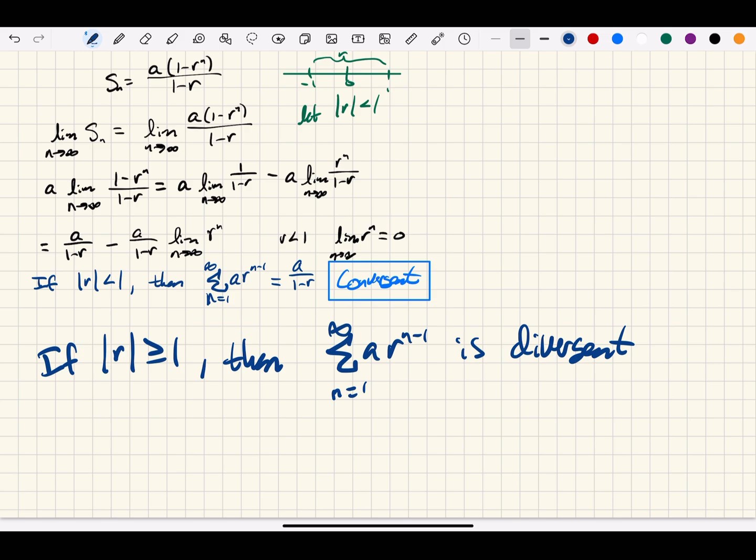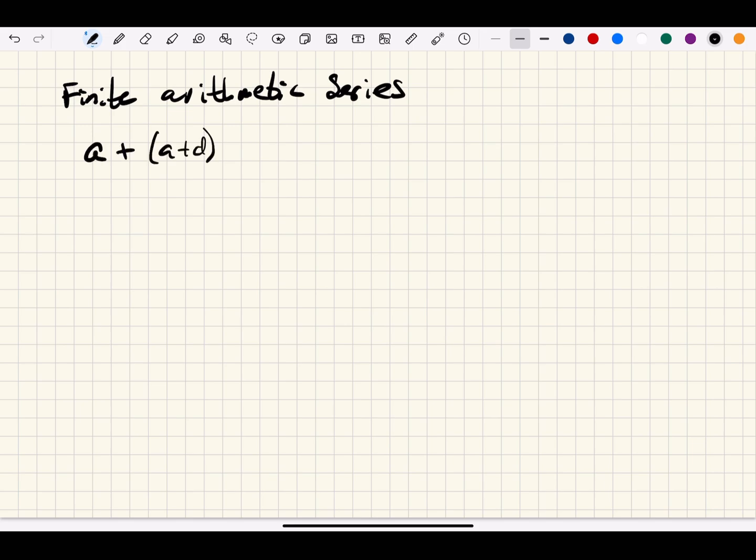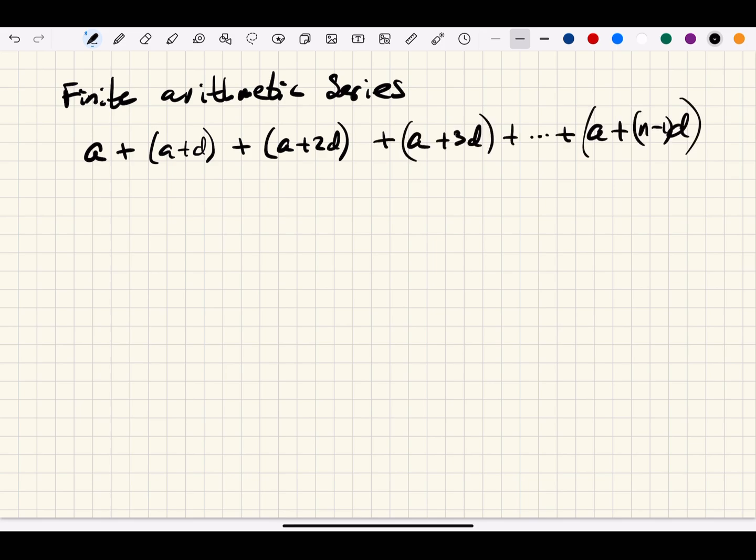Okay, let's look at the arithmetic series real quick. So if we have a finite arithmetic series, here's what it would look like. Now remember, with an arithmetic series, we add a common difference over and over and over. Okay, now that is finite, right? It stops. I didn't let it go on forever.